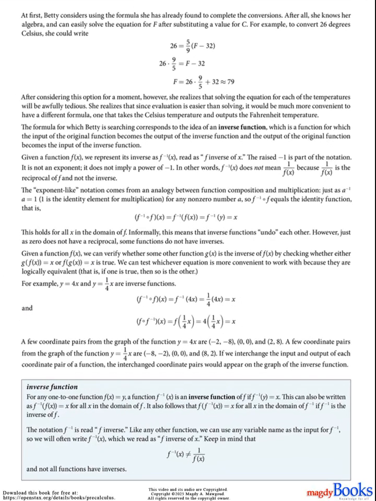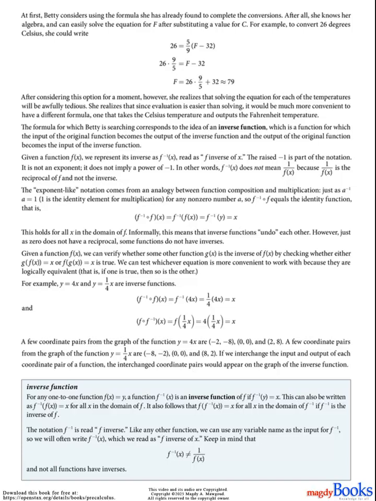At first, Betty considers using the formula she has already found to complete the conversions. After all, she knows her algebra, and can easily solve the equation for F after substituting a value for C. For example, to convert 26 degrees Celsius, she could write 26 equals 5/9 times (F minus 32). Then 26 times 9 over 5 equals F minus 32, and F equals 26 times 9 over 5 plus 32, which is almost equal to 79.